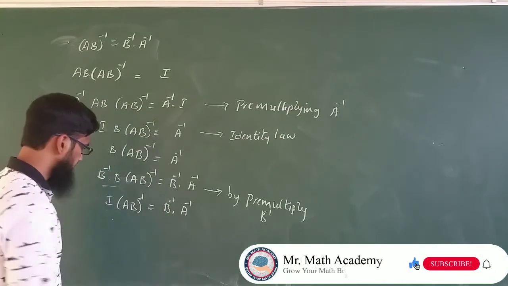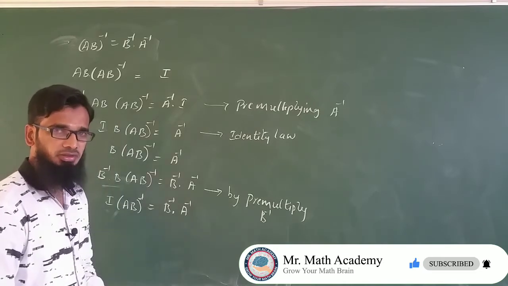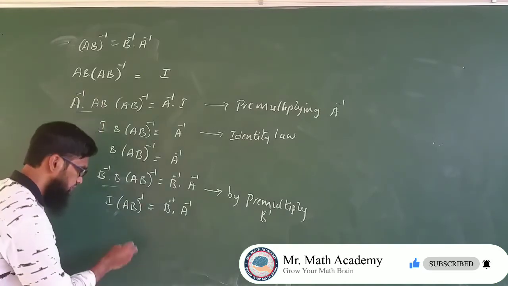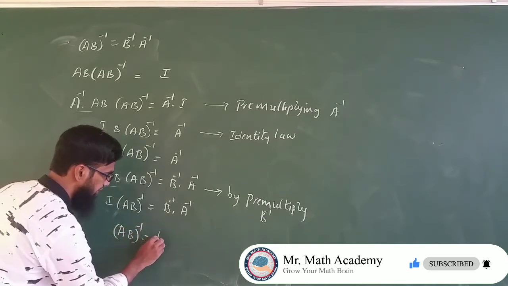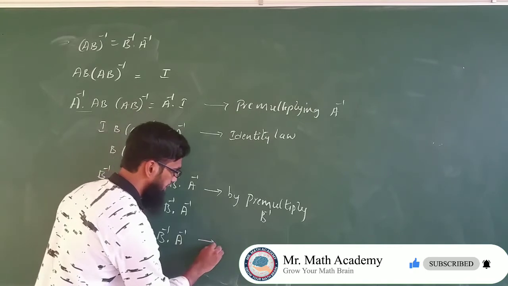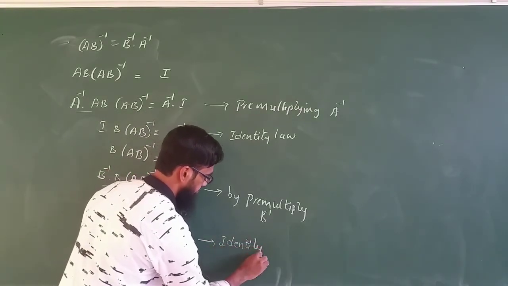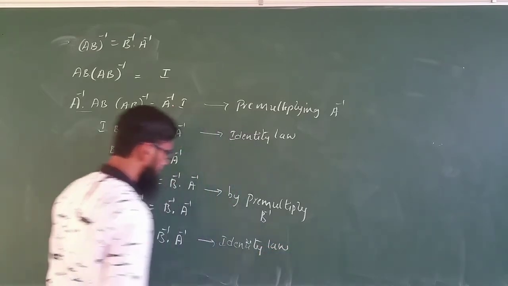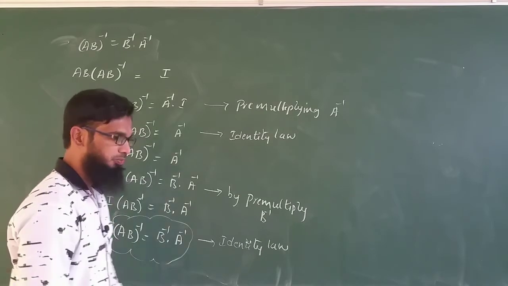Again the thing is, if I take any one matrix and multiply it with the identity matrix, I am going to get the same matrix itself. So I take this AB whole inverse, and I am getting the same matrix here. This is because of the identity law. So from this we can prove that AB whole inverse can be written as B inverse into A inverse.